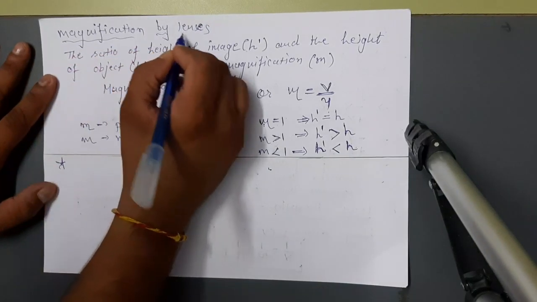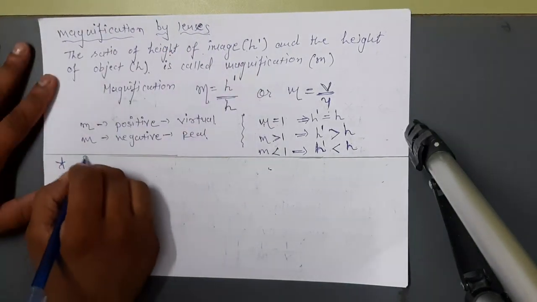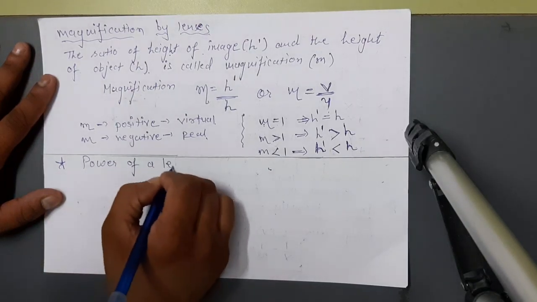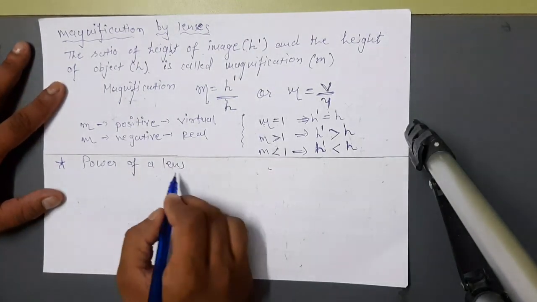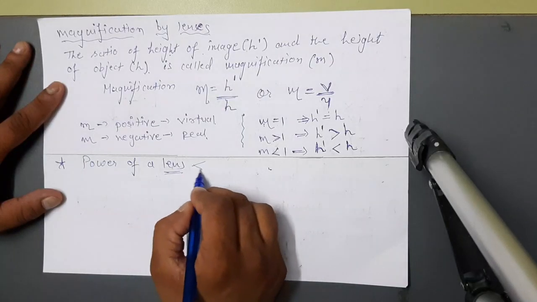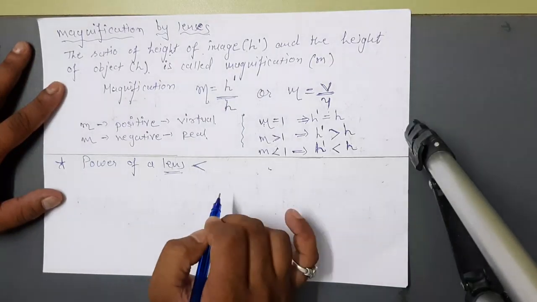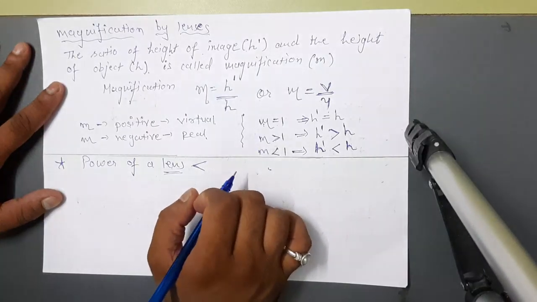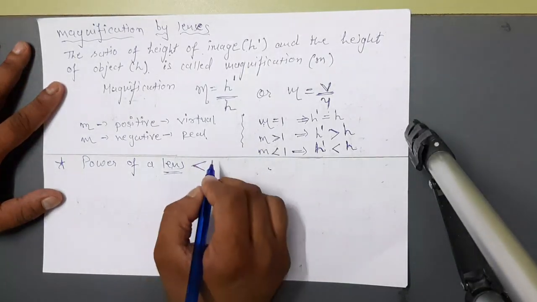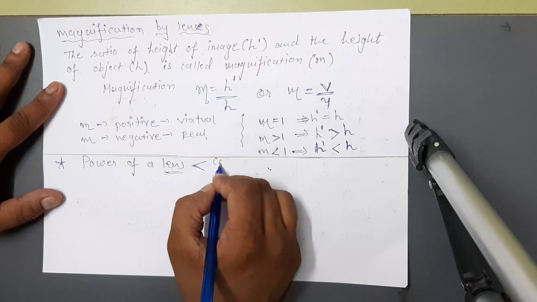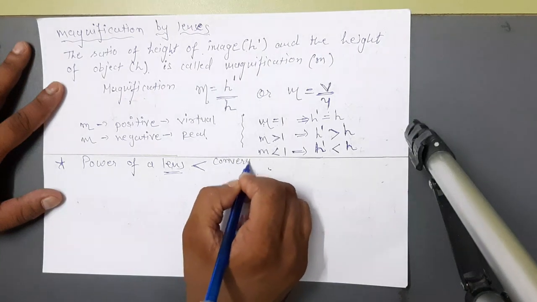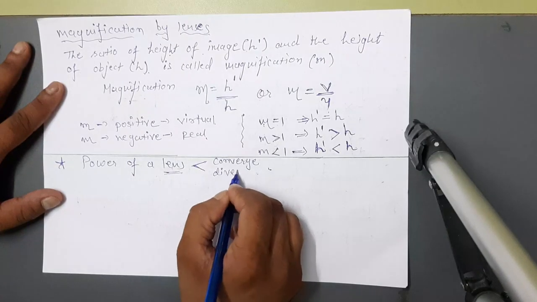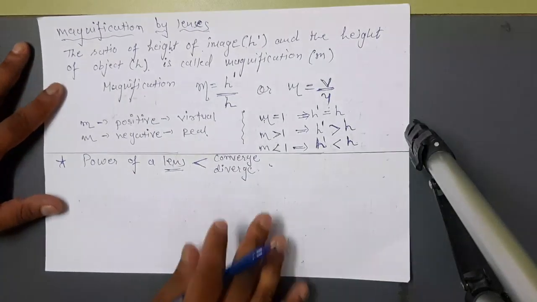Okay, now our topic is power of a lens. We know that a lens can be of two types, concave and convex. Convex lens is a converging lens while concave lens is a diverging lens. So every lens will have two types of ability. It will have the ability to converge or it will have the ability to diverge. So what is power of lens?